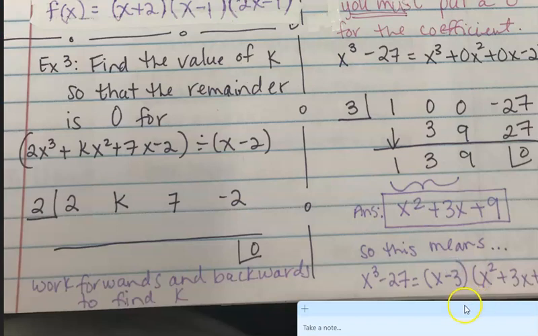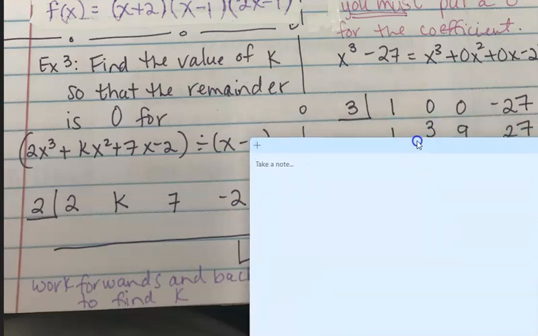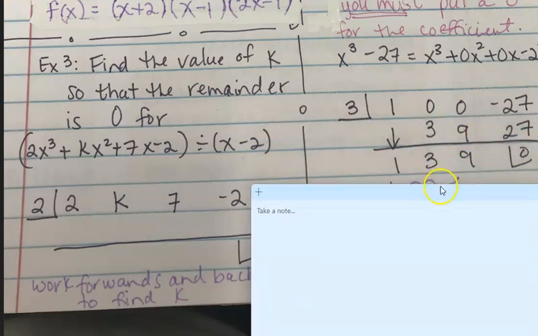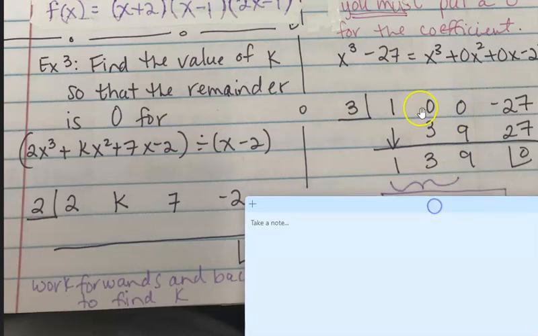So as I said, I'm going to put in my 0 for my x squared, and I'm going to put in my 0 for my x. So my coefficients become 1, 0, 0, negative 27. And so when I start this process, I'll bring my 1 down. I'll multiply 3 by 1 to get 3. I'll add vertically. I'll multiply 3 by 3 to get 9. I'll add vertically. And then I'll multiply 3 by 9 to get 27. And again, I'll add vertically.